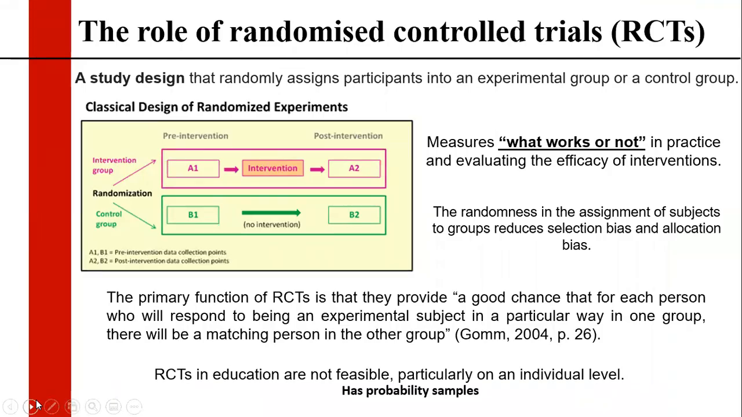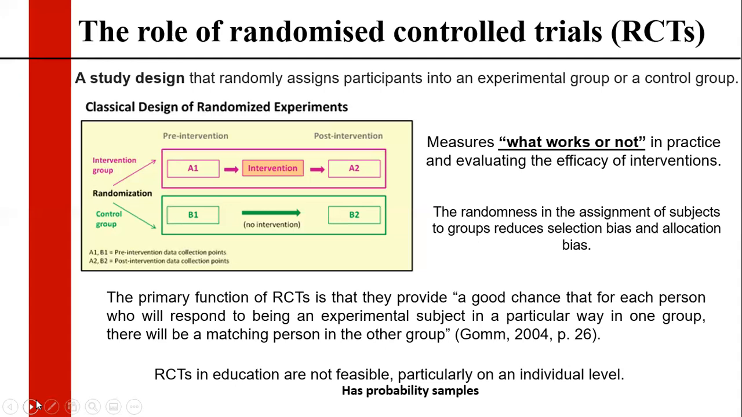Hello. Today I'm going to be talking about the role of randomized controlled trials, or RCTs if you want to make it short. And we will also be talking about the quasi-experimental. So the role of randomized controlled trials is basically a study design that randomly assigns participants into an experimental group or a control group. As the study is conducted, the only expected difference between the control and experimental groups is the outcome, the only variable that is being studied.